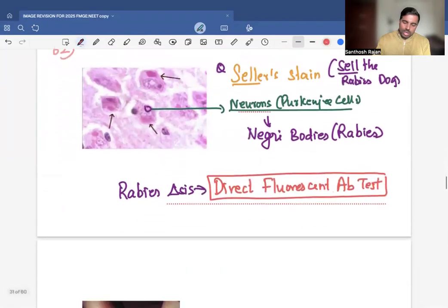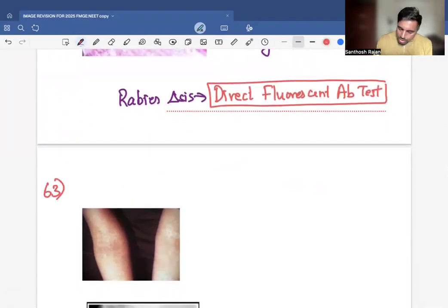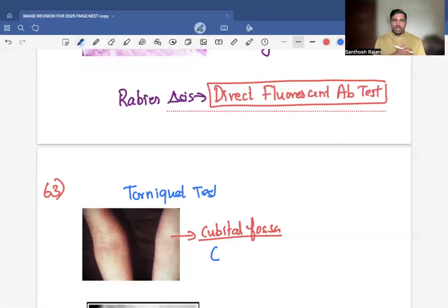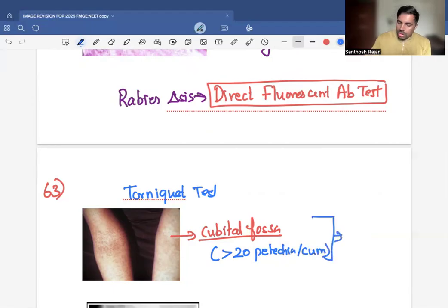Yes. So now this one, you see in the cubital fossa, which test do you do? Tourniquet test. You put a tourniquet and check the cubital fossa. If there are more than 20 petechial rashes per square inch, this will be called positive. This will be dengue. That is DHF, dengue hemorrhagic fever. Yeah, of course, platelets are going low in dengue. You know that one. Okay.